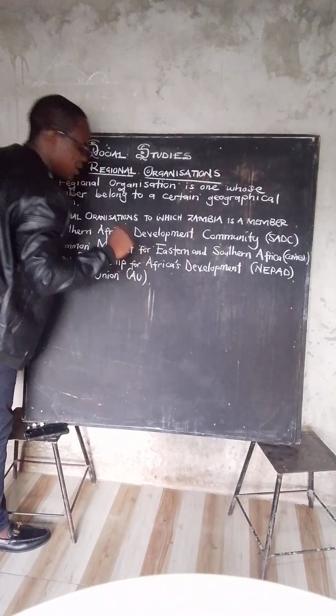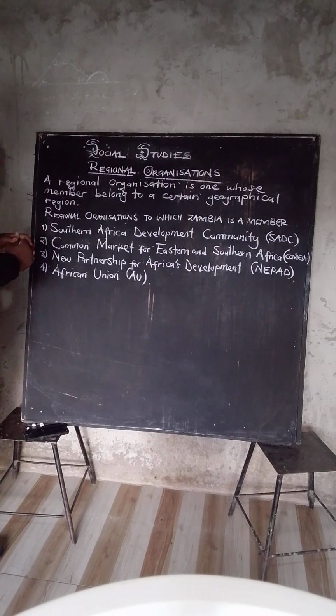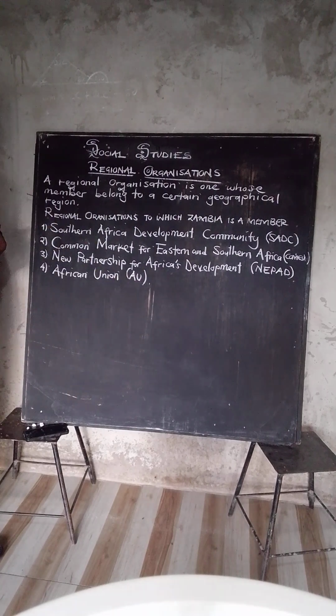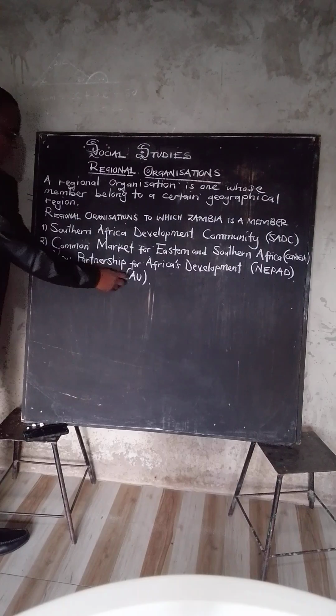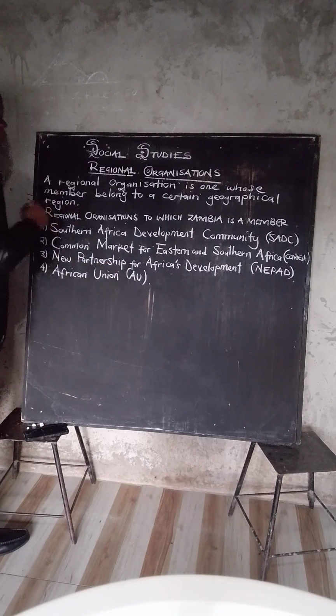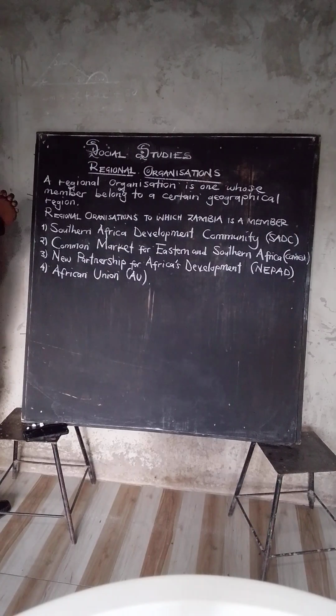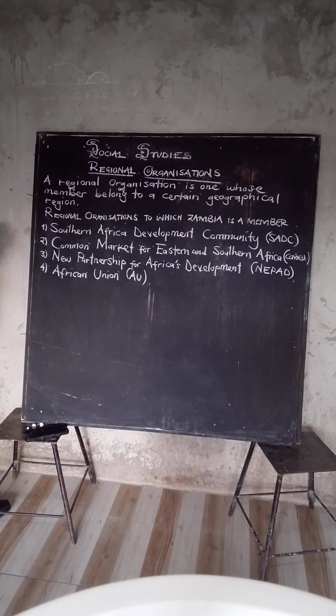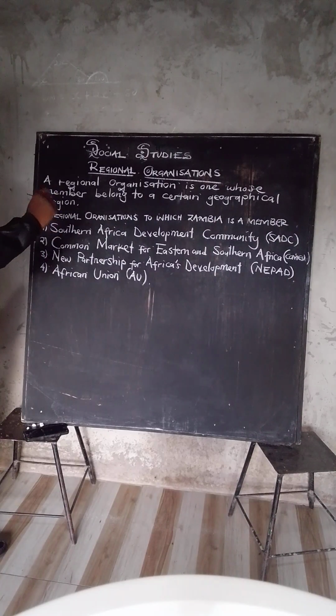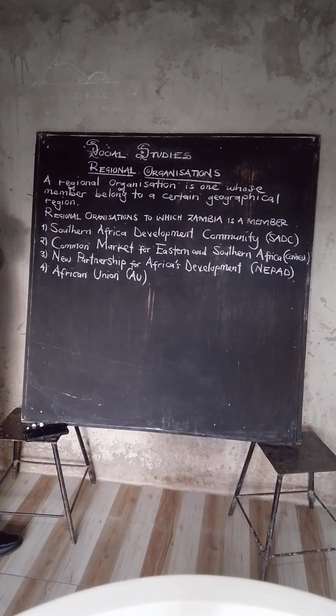Then you have the last one, but not the least, AU. AU stands for African Union. These are the 4 regional organizations to which Zambia belongs. In our next lesson, we are going to look at each of these in detail. So I'm just introducing regional organizations.